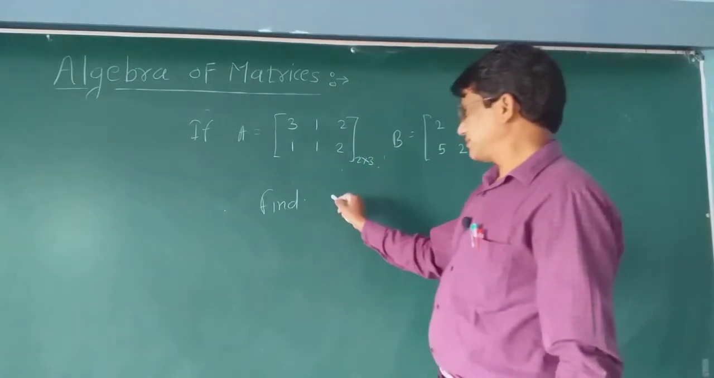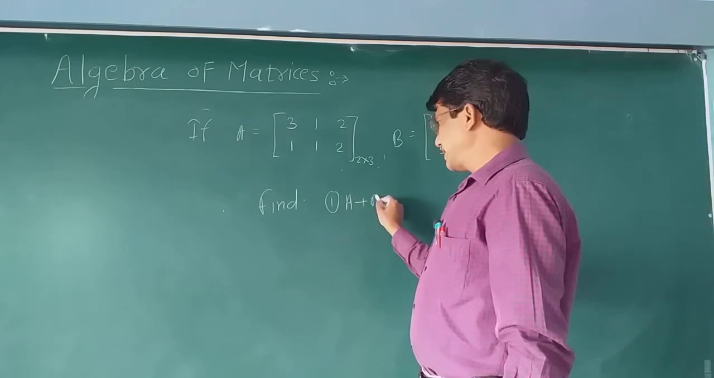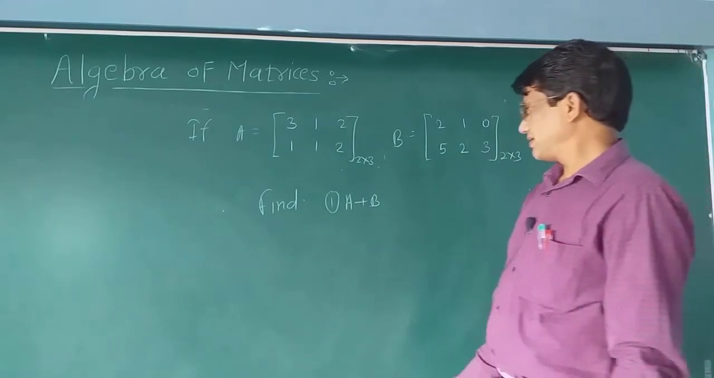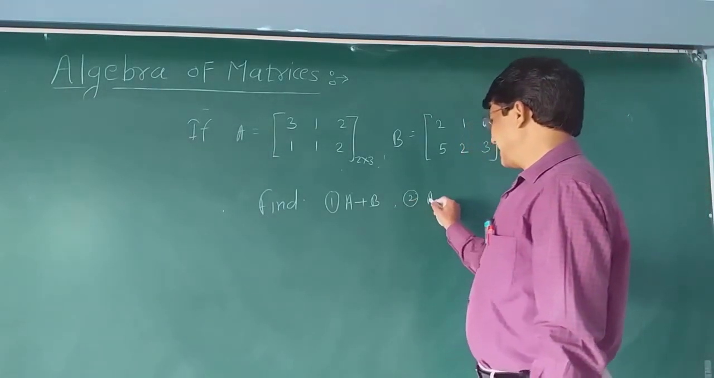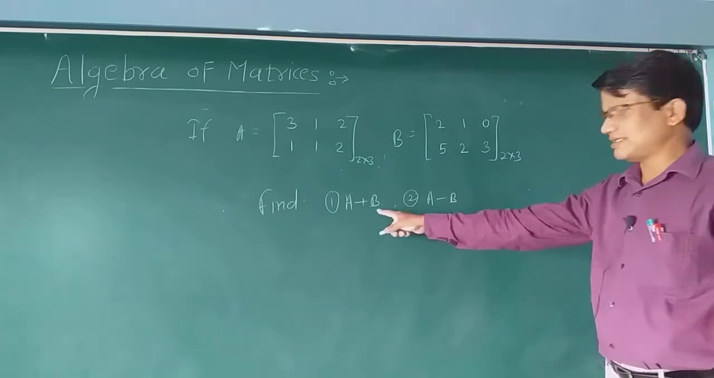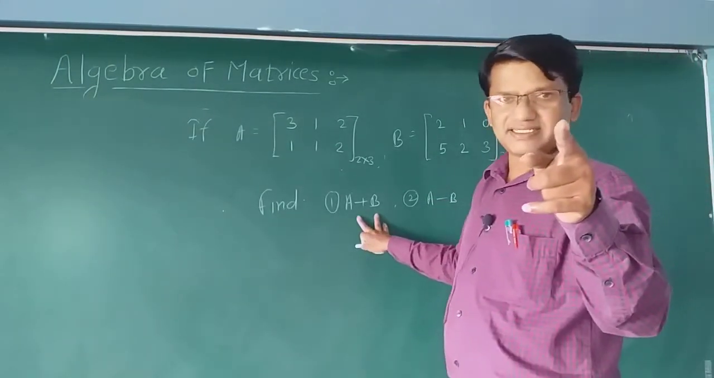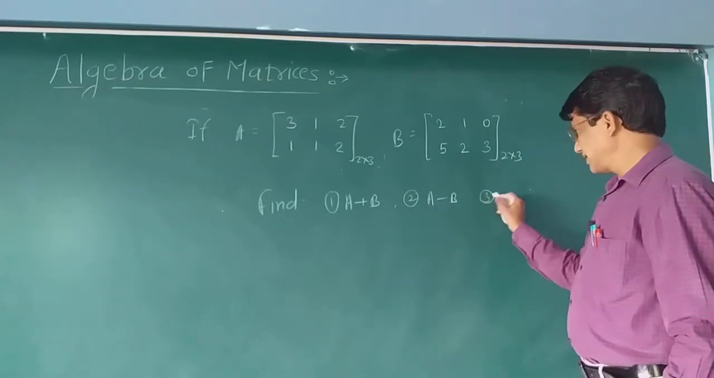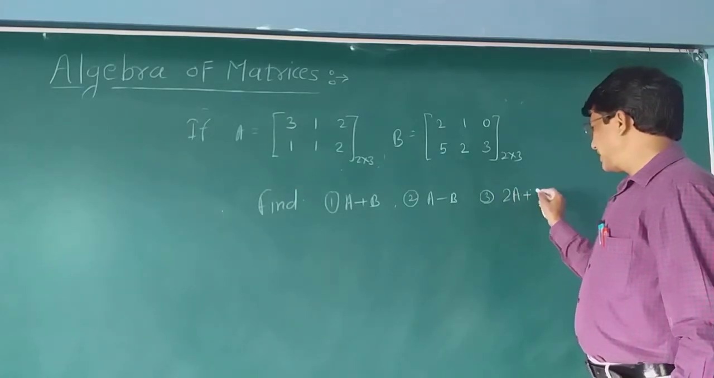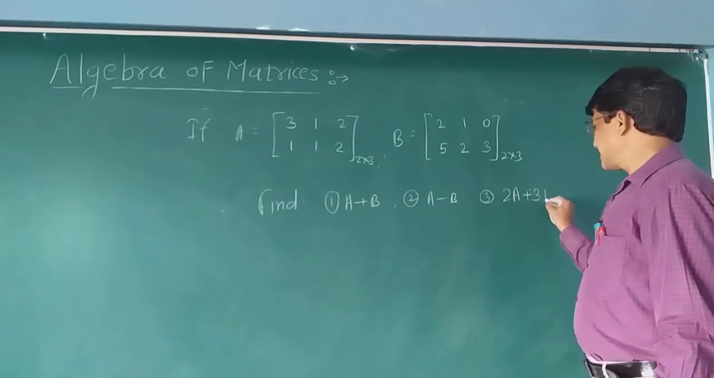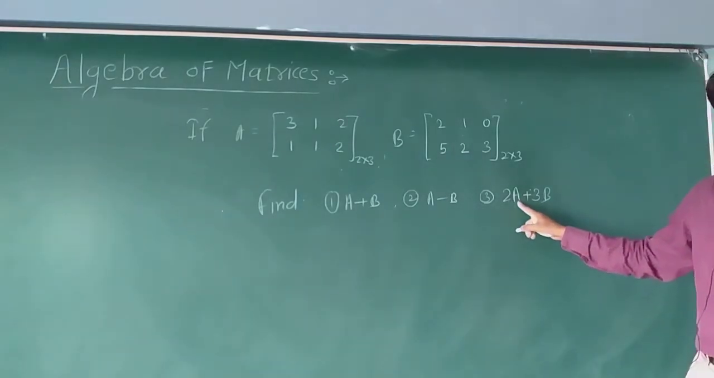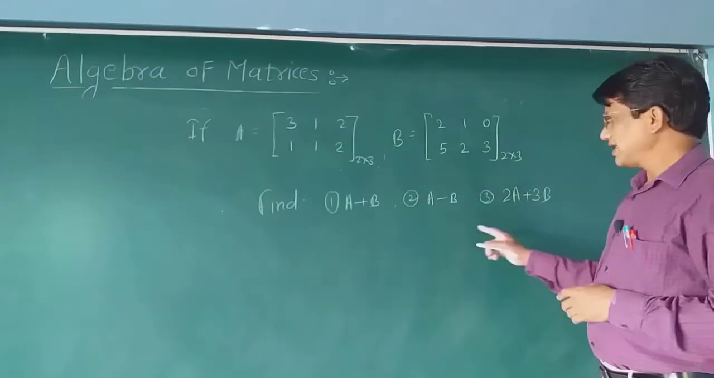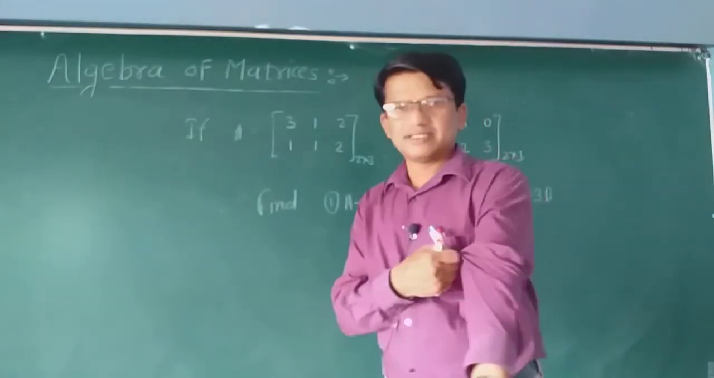Number 1, A plus B. We are solving A plus B. Number 2, A minus B. This is A plus B, addition of two matrices. A minus B, subtraction of two matrices. Number 3, twice A plus thrice B. Twice A means scalar multiple concept. Thrice B, scalar multiple concept. Let us find values of these 3.